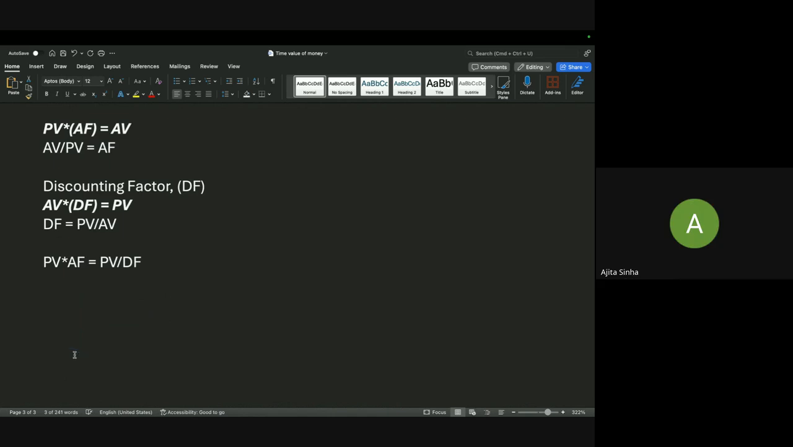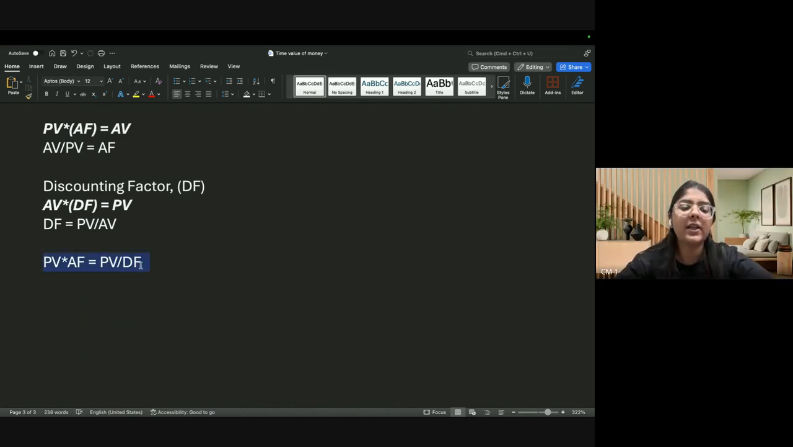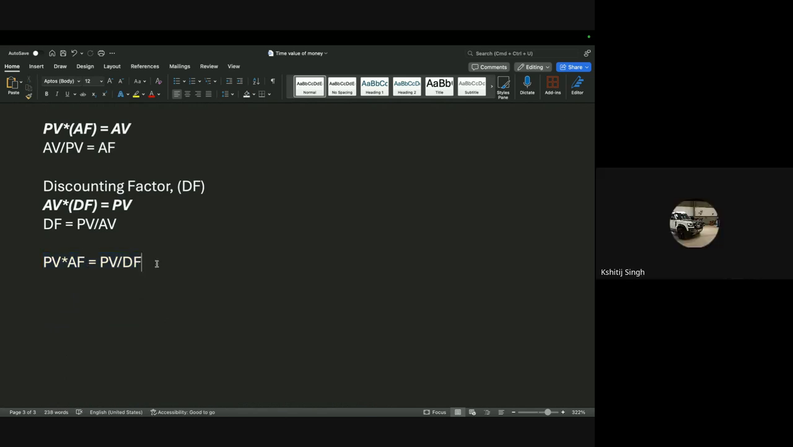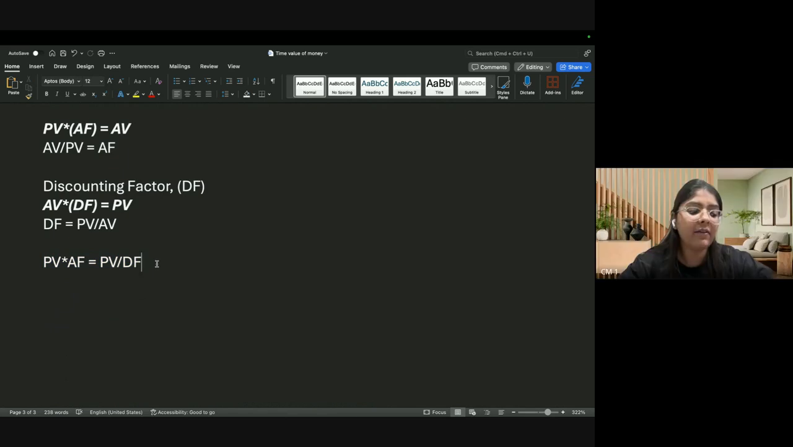So this is the equation that we are getting when we are combining the two equations that we have derived for AF and DF, which is PV into AF is equal to PV by DF. We have eliminated AV, right?